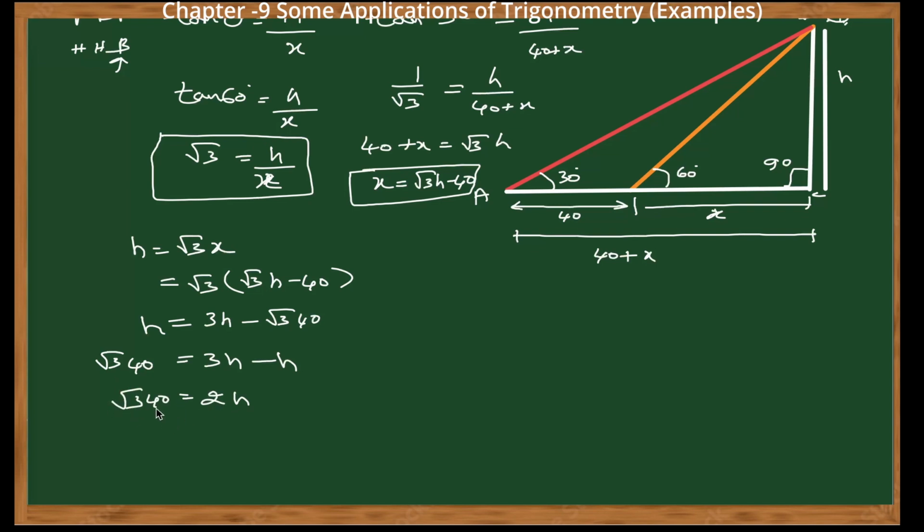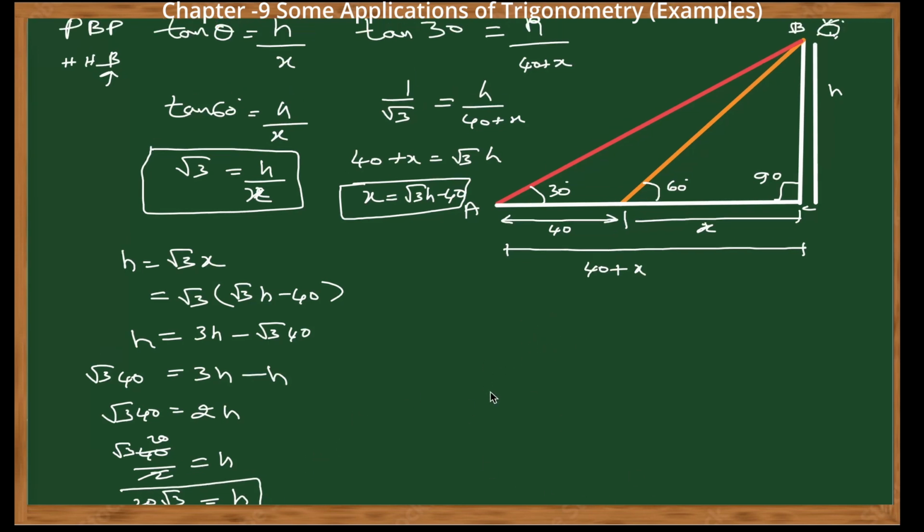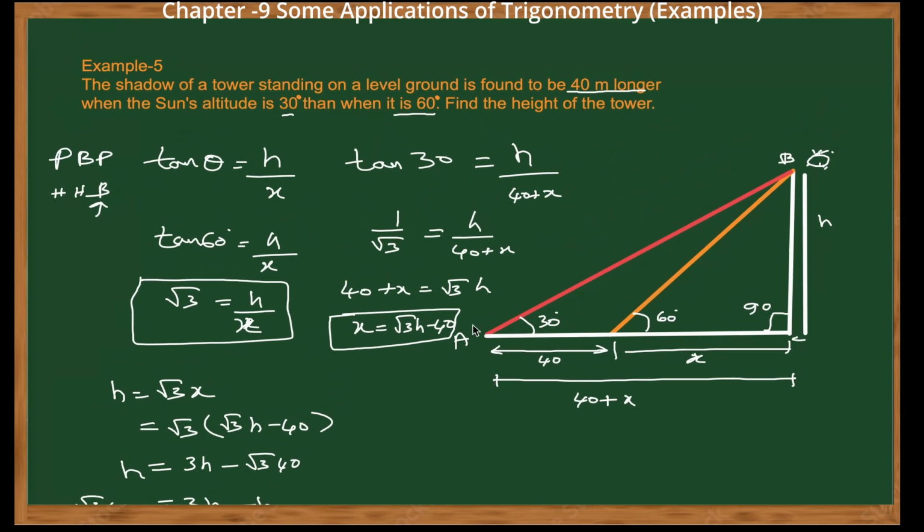So root 3 into 40 divided by 2 is equal to h, 2 twenties. So it becomes 20 root 3. It can be written as 20 root 3 equals h. So this is the value of the height of the tower.